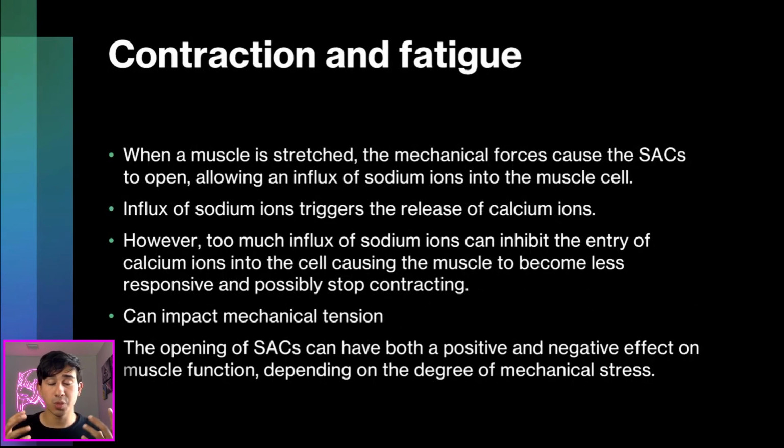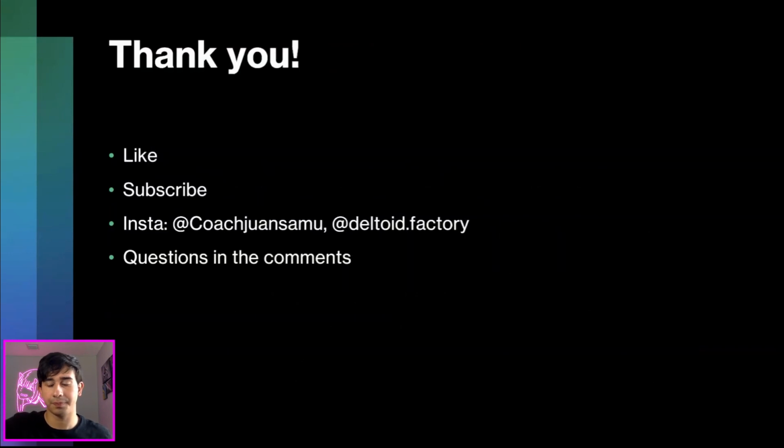Mechanical tension is one of the main drivers of hypertrophy, at least to our understanding at the moment. And so if this is impacting the muscle's contraction, then that means it can impact the mechanical tension that's occurring in the muscle, which could then impact the hypertrophy signal the muscle would be receiving. So the opening of stretch-activated ion channels can have both a positive and negative effect on muscle function, depending on the degree of mechanical stress. So pretty much it depends on the context. They're not bad nor good. It just really depends on the degree of mechanical stress that they're sensing or receiving.